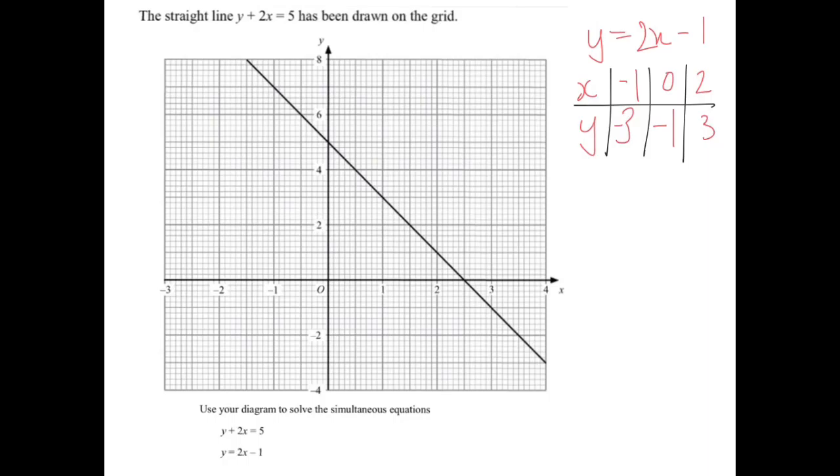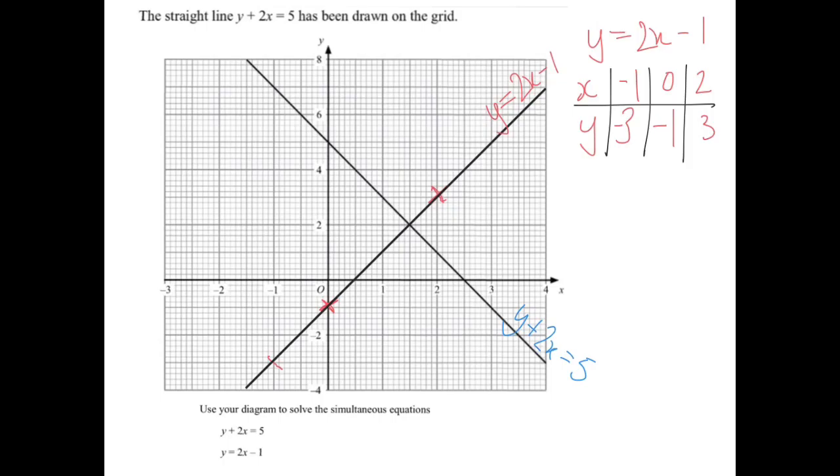And so we're just going to plot those points and draw that line. So there's the 3 points plotted, and now we just join them up with a straight line. And there you go, straight line drawn. The only other thing I want to put on that graph is the equations of those lines. So let's write in this one, y equals 2x minus 1. And this one that was already drawn for us is the line y plus 2x equals 5.